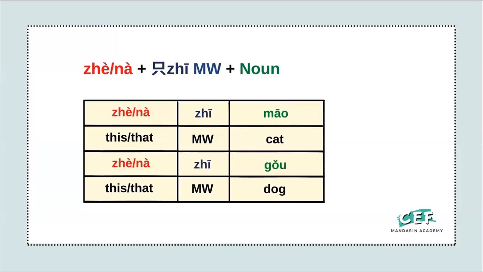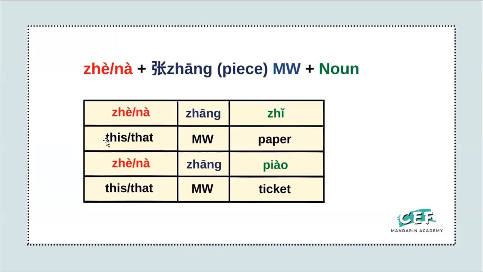Okay, so this one, 张, piece. 张, piece, is also a measure word. So 这张纸 is this piece of paper.